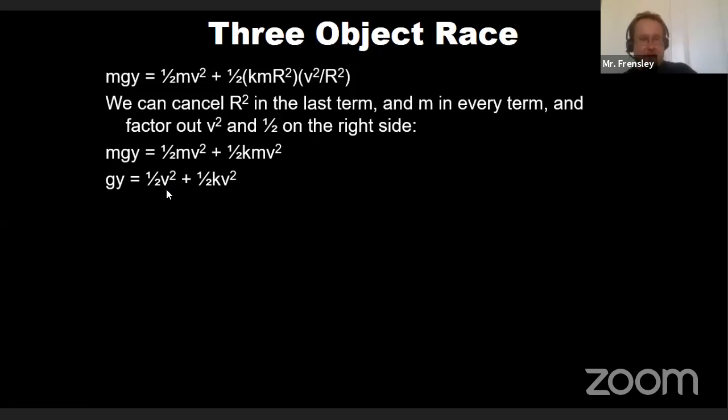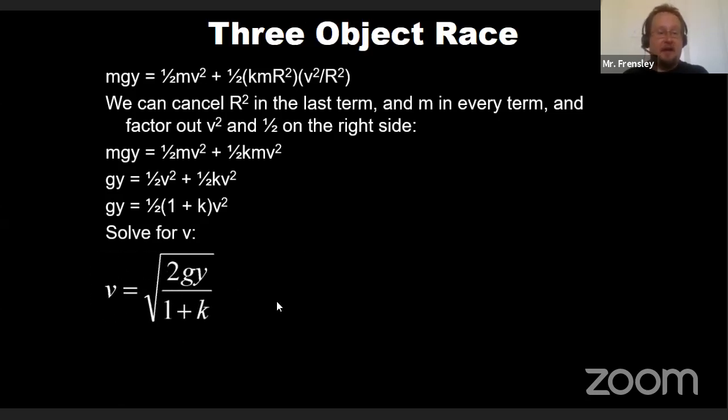Now let's add like terms with the v squared. That means factor out the v squared, and then let's solve. So I'm going to factor out the 1/2 and the v squared. I'm going to solve for v by doubling, dividing by 1 plus k, and then taking the square root.